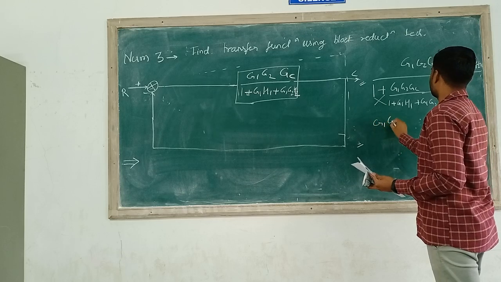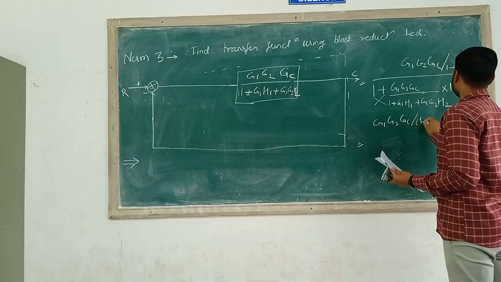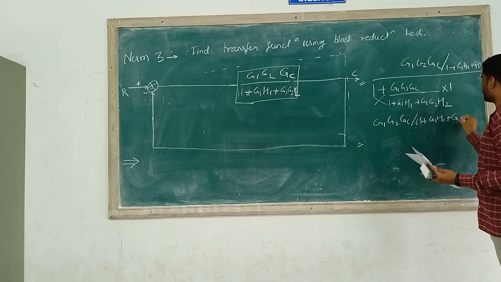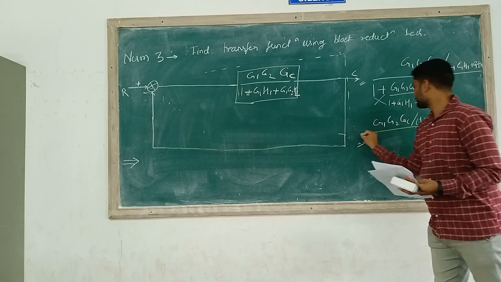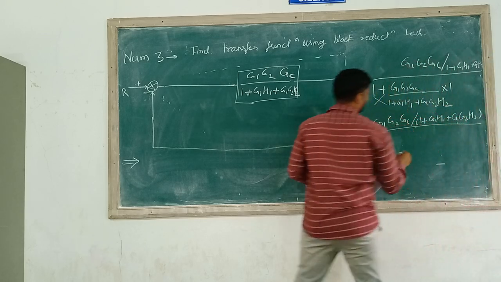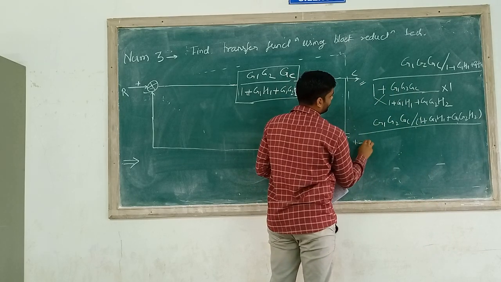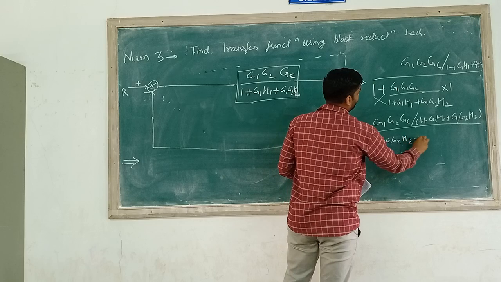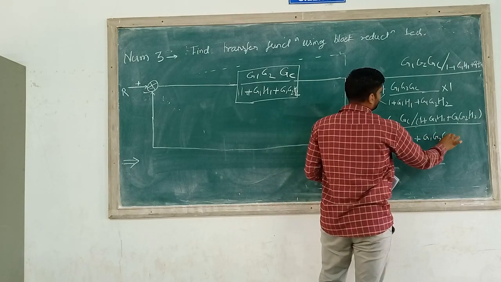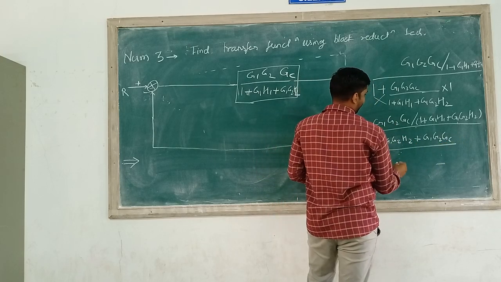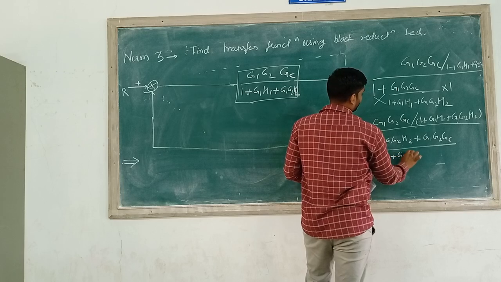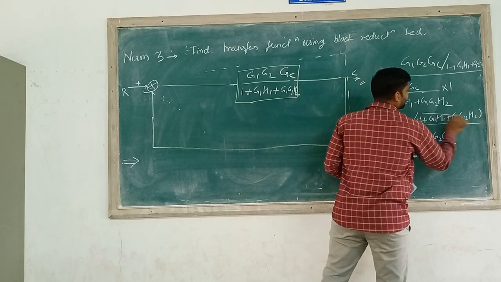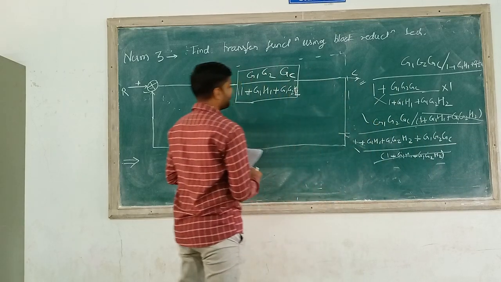G1 G2 GC upon 1 plus G1 H1 plus G1 G2 H2, or this cross multiplication here: 1 plus G1 H1 plus G1 G2 H2 plus G1 G2 GC. This denominator will cancel with this denominator, and we get this value, which I am going to write here.